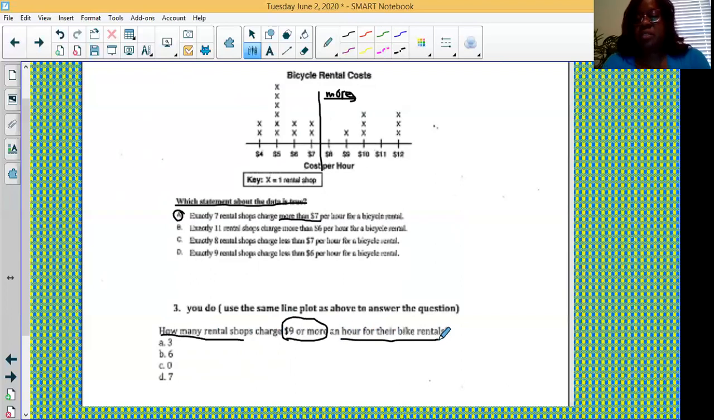Okay. Once you have your answer, you are to put it in your Kahoots. Please make sure you only do Kahoots one time and that you put your first and last name. Okay. So just remember that each X stands for a bike rental shop here. Then see how many rental shops charge $9 or more based on this line plot.